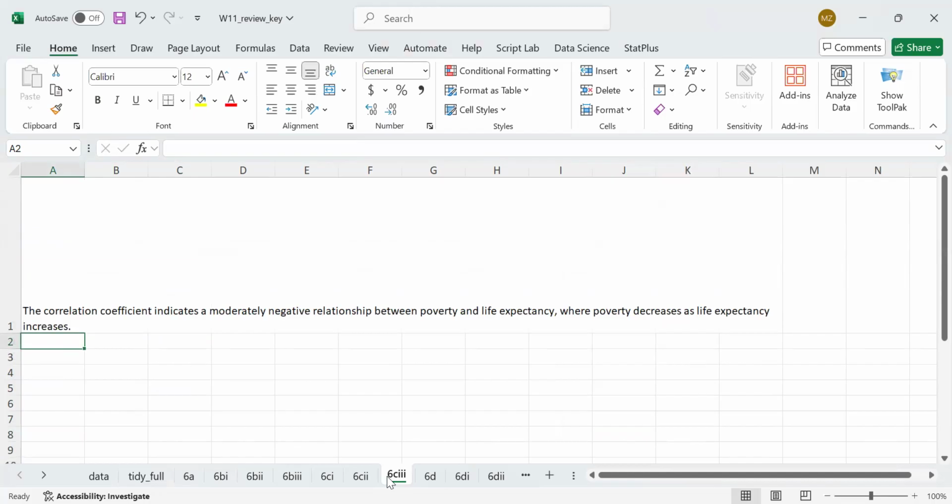So you just use that chart that the professor showed you when you're rating different R values. So this indicates a moderately negative relationship between poverty and life expectancy, where as poverty decreases, life expectancy increases, or vice versa. Is there any question related to this till now? Any confusion or anything?